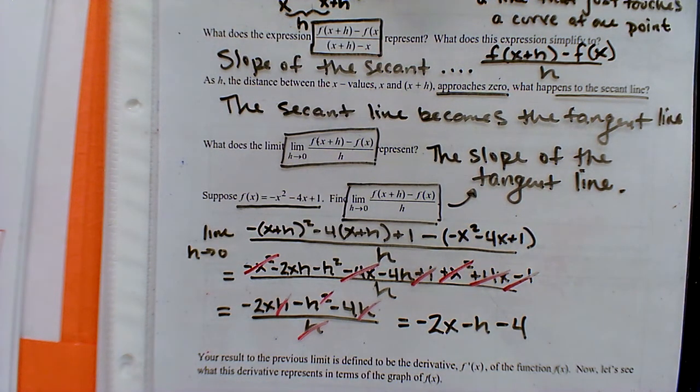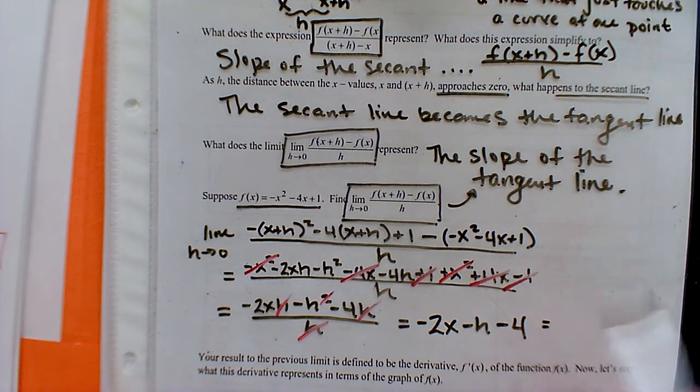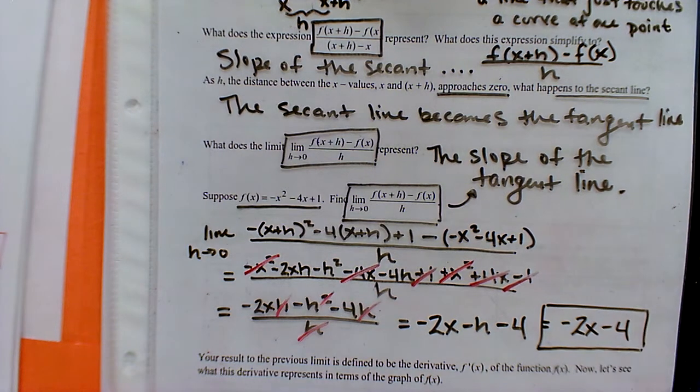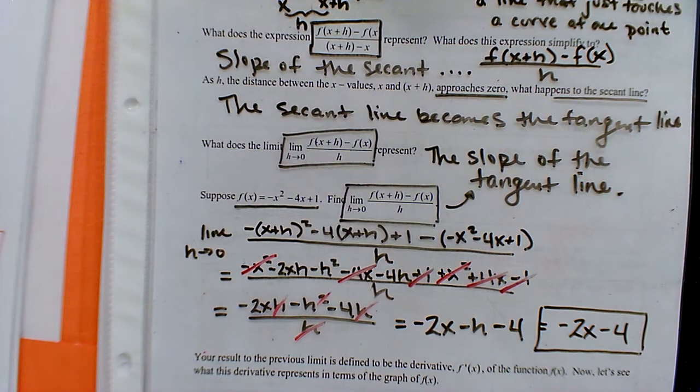If we tried to plug in 0 now, yeah? The h would just go away, so then we have negative 2x minus 4. Because the limit does depend on what x value we actually use. Exactly. Notice how we have a variable left in this limit.